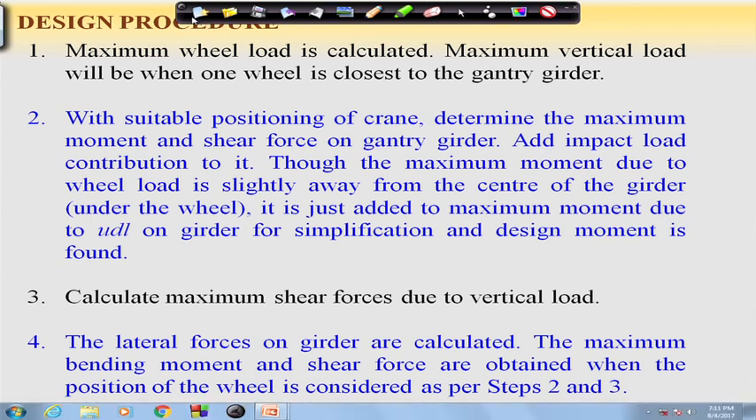Step-wise, first what we need to do is calculate the maximum wheel load. That maximum wheel load will occur when one wheel is closest to the gantry girder. That means the wheel is moving along the crane girder. So when the wheel load is closest to the gantry girder, then the maximum effect on the girder will occur.